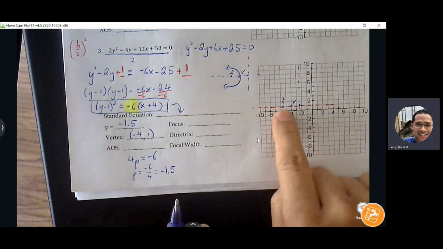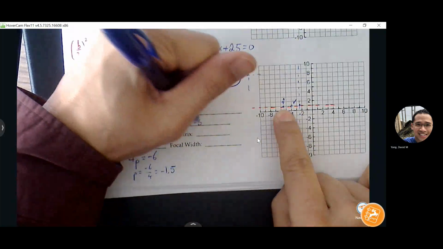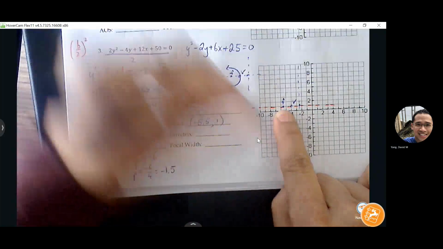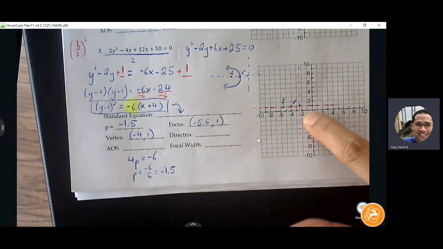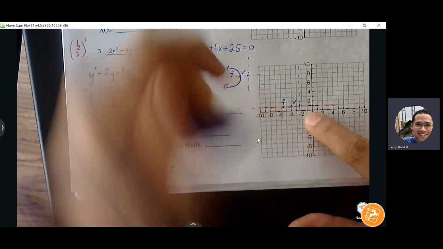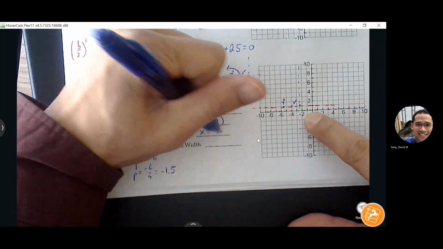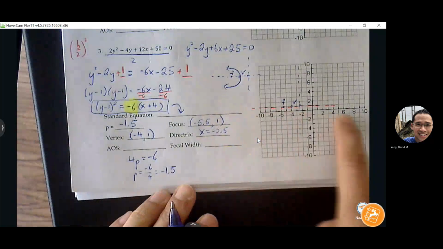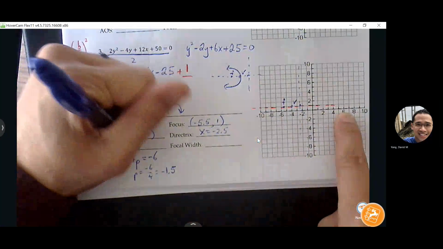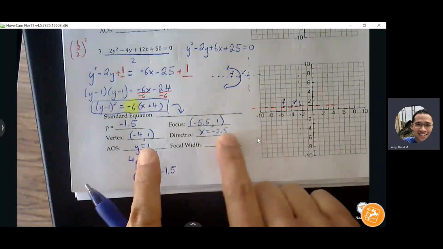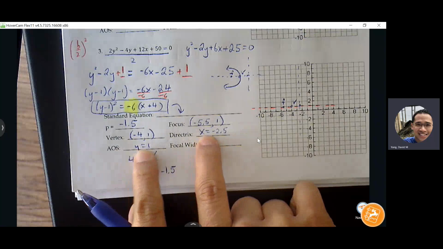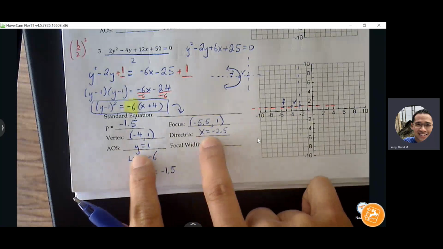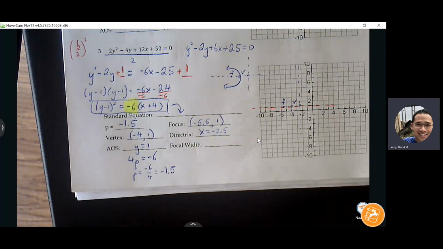Okay, find the ordered pair of your focus. Directrix is going to be at a decimal value, so x equals -2.5. Your axis of symmetry. Yeah, make sure for your axis of symmetry and your directrix that you're actually naming the line. You don't just say 1 and then 2.5. That's not good enough. You have to say either x equals or y equals, depending on whether you're creating a vertical or horizontal line.